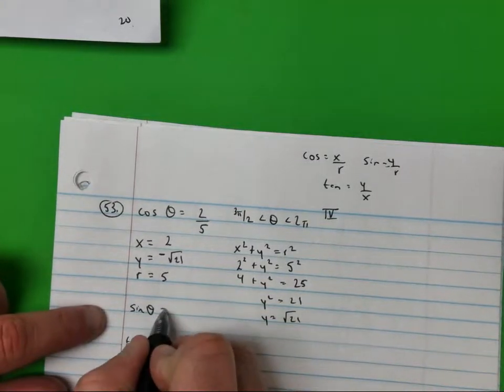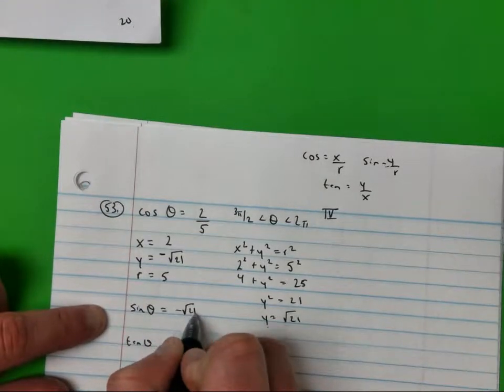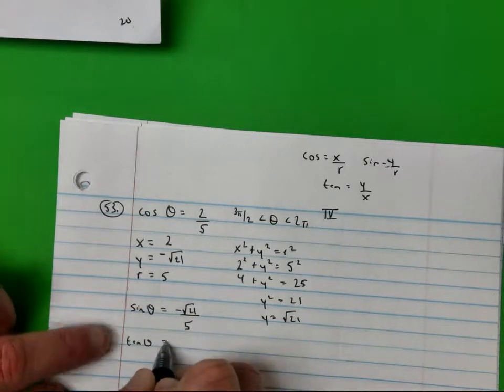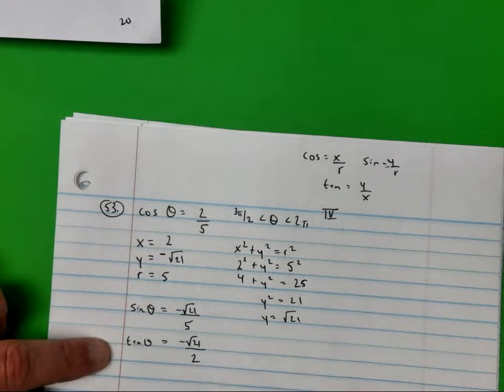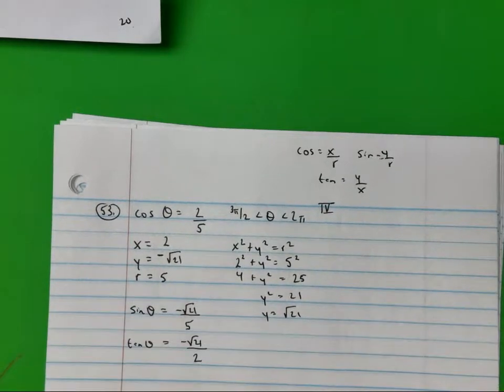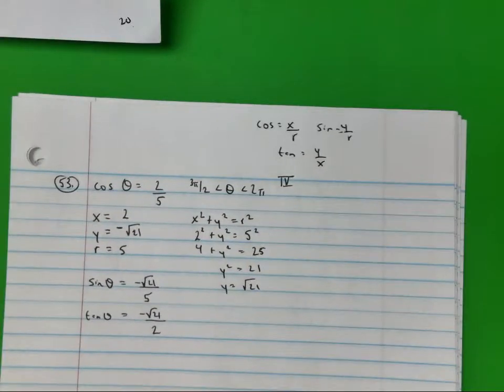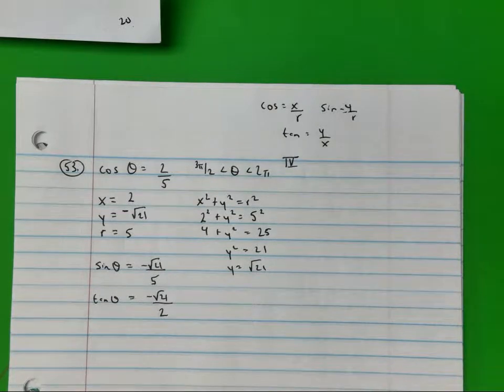Alright, now let's determine our sine. Our sine is negative square root of 21 over your r value. Our tangent is y divided by x. I do not have any radicals in the denominator, so I do not need to rationalize. Now, I'm ready to find sine 2 theta, cosine 2 theta, and tangent 2 theta.